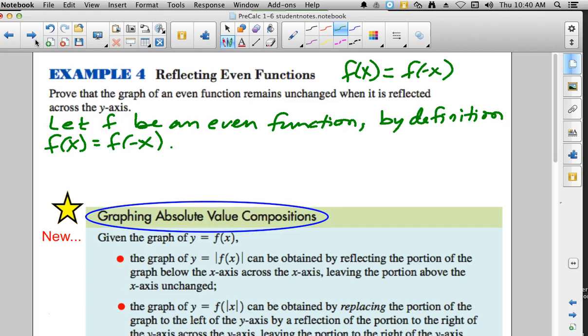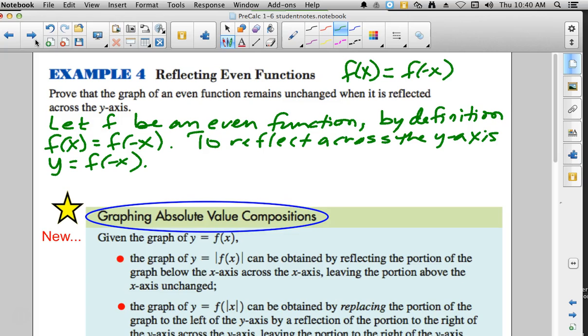All right? To reflect across the y-axis, what do we do again? If you want to reflect across the y-axis, what do you have to do? Where do you put your negative? Okay. Put your negative in with x. So y equals f of negative x. Okay, so I look at this and I think, is this going to work? I mean, if y equals f of negative x and f of negative x equals f of x, won't y be the same as f of x?